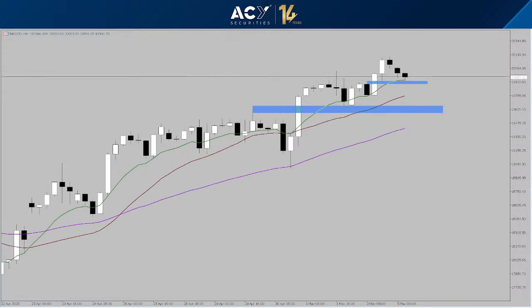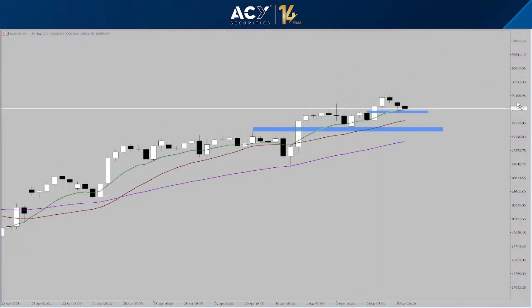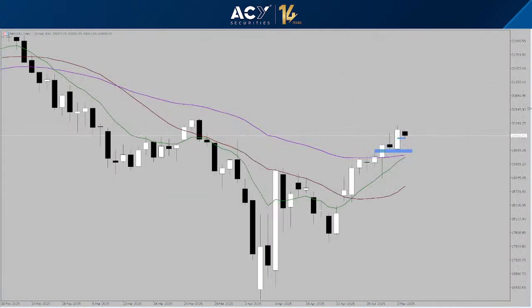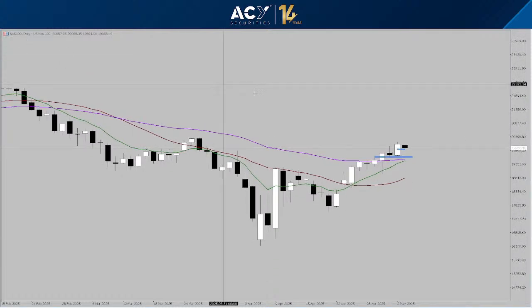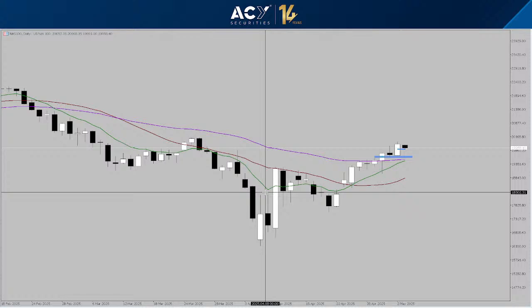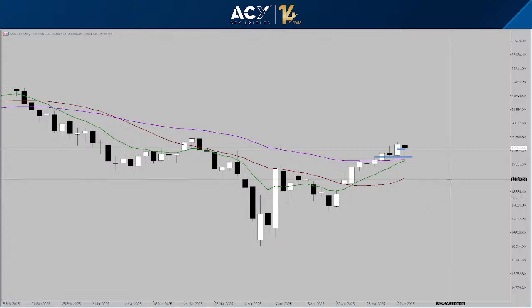So if we see respect at this fair value gap, and this fair value gap still holds, we might see upside with the US indices. And if we look at the previous price action, it's been trending to the upside nicely, and we have not seen any signs of strong bearish momentum or signs of reversal. So as of now, I'd like to see further upside with Nasdaq until we reach this level.